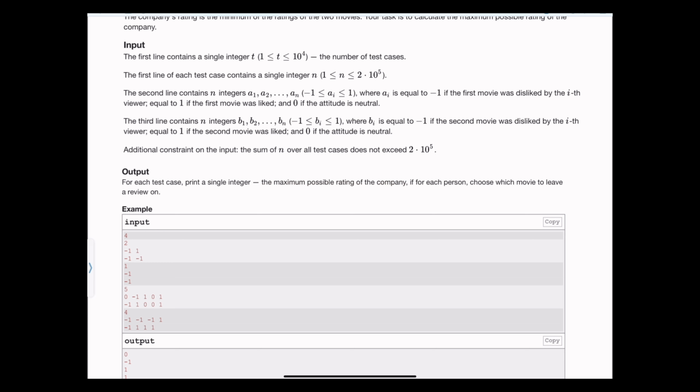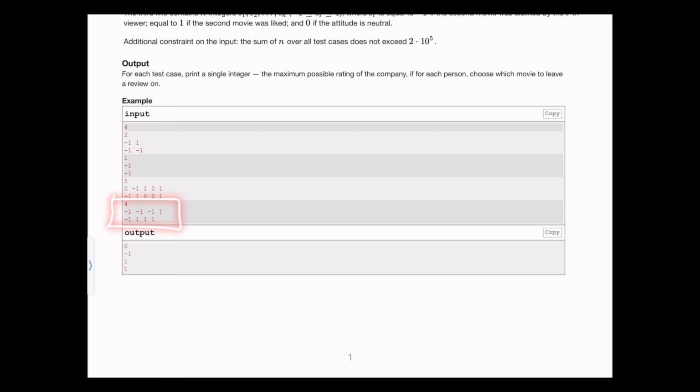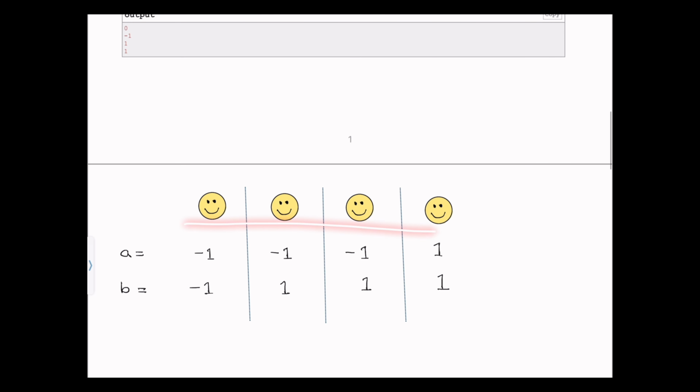We can choose for each person which movie that person will review. Let's take this example. There were four people, and all four gave reviews about both movie A and movie B. The first person gave a negative review to both movies. The second person disliked movie A but liked movie B. The third person disliked movie A but liked movie B again. And the fourth person liked both movies.